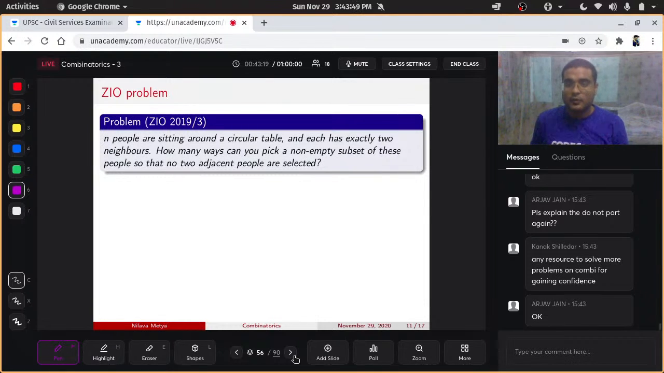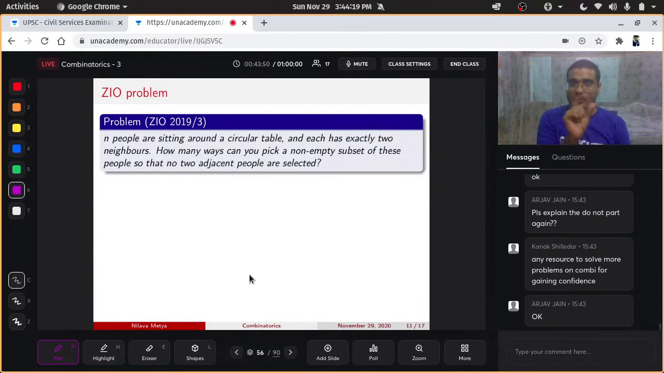So let us look at a ZIO problem in which we will use the previous problem. N people are sitting around in a circle, so each has exactly 2 neighbors. How many ways can you pick a non-empty subset of these people so that no 2 adjacent people are selected?